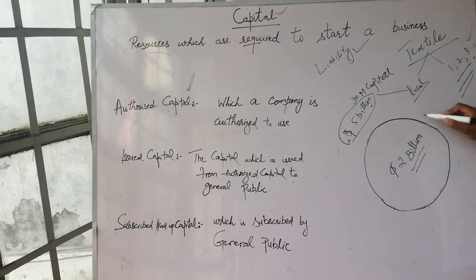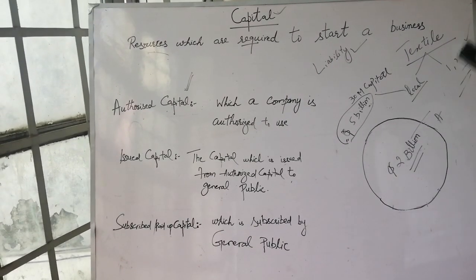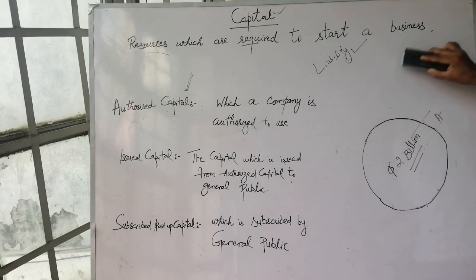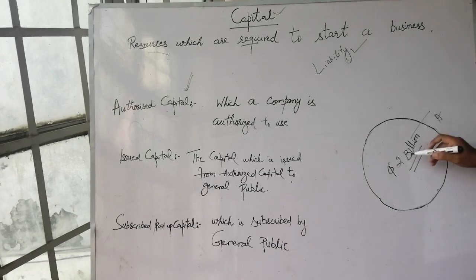Suppose this whole circle is the whole capital. Whole capital means authorized capital. Suppose it is your authorized capital, the total limit of the company's capital. Suppose it's 2 billion authorized capital, right?